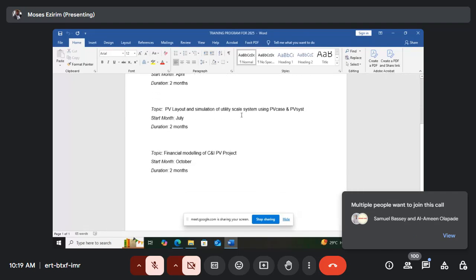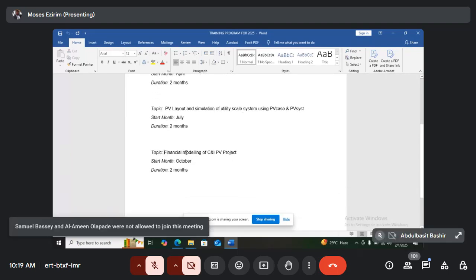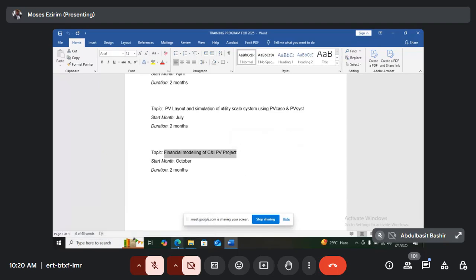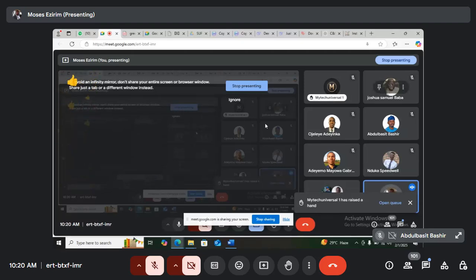Then lastly, for this year, we're going to be seeing the financial modeling of a CNI PV project. All right. The financial is also very, very important, right? So now, just target this year that you want to dedicate this year to learn CNI. All right. Now, I'm assuring you that at the end of this year, you can hit your chest that yes, this year is well spent, and you can also say you are CNI PV design experts.